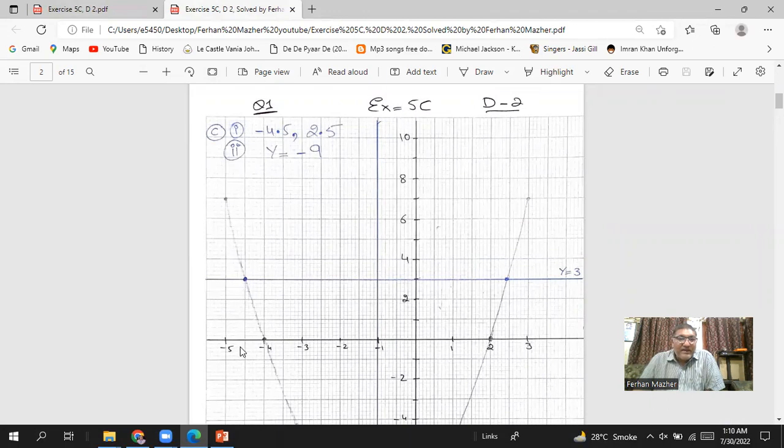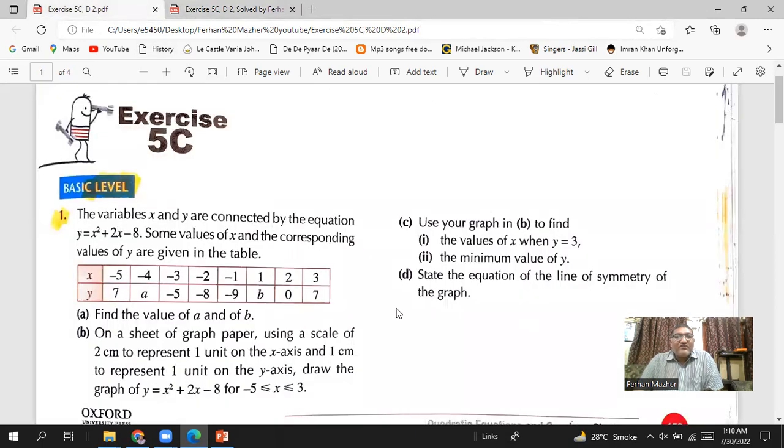So here, what is the value of the x? At this point, the y equals 3 line has cut the graph. So the value here is -4.5. And what is the value here? It's 2.5. Approximately, it is 2.5. Okay, so that is the part which they ask us, C first part.